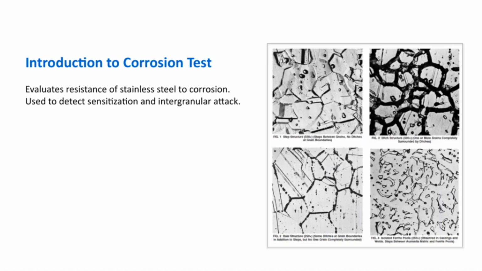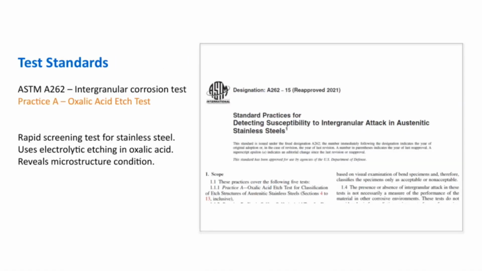Let's get started. Let's take a closer look at the test standards on this slide. First, we have ASTM A262, which is specifically designed for intergranular corrosion testing. This test helps us determine how susceptible stainless steel is to corrosion along the grain boundaries. It's a crucial step in ensuring the material's durability in harsh environments.